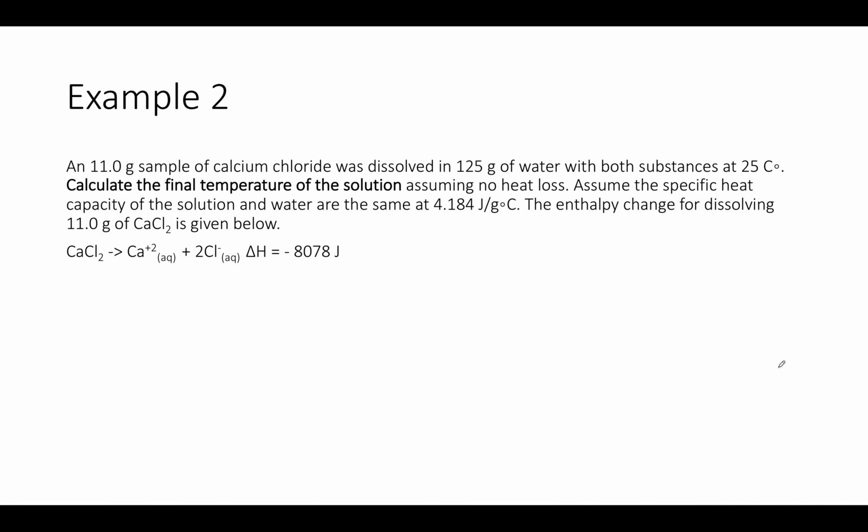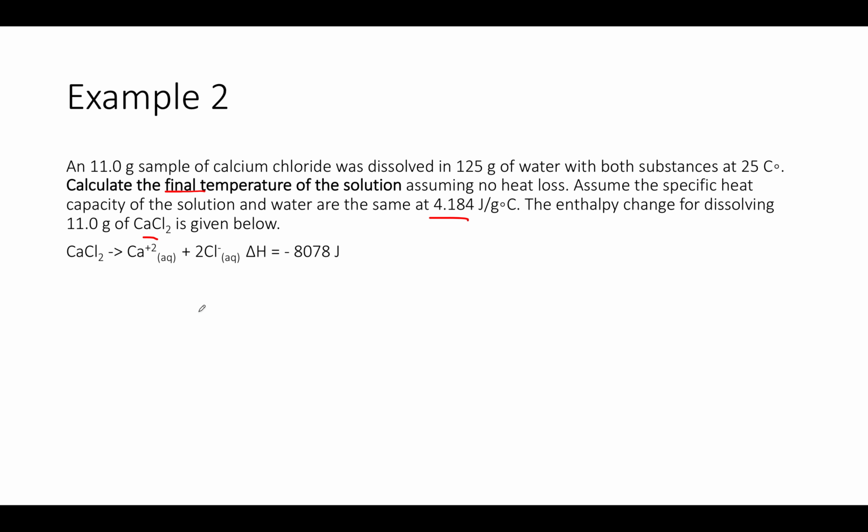An 11-gram sample of calcium chloride was dissolved in 125 grams of water, both substances at 25 C. Calculate the final temperature of the solution, assuming no heat loss, and the specific heat capacity of the solution and the water are the same at 4.184 joules. The enthalpy change is given for dissolving calcium chloride.